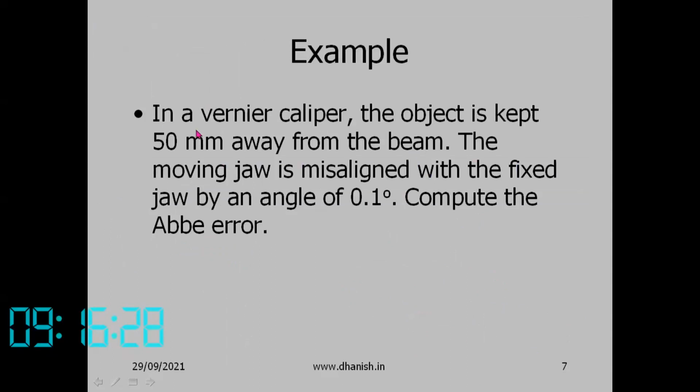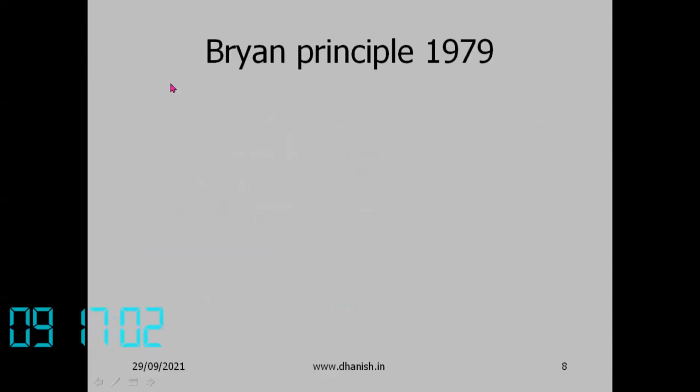Okay, so a numerical problem. In a vernier caliper, the object is kept 50 mm away from the beam. The moving jaw is misaligned with the fixed jaw by an angle of 0.1 degree. Compute the Abbe error. So simple substitution, 0.08 mm, we can verify. Okay, if I wait, you will not respond, so I'll skip.